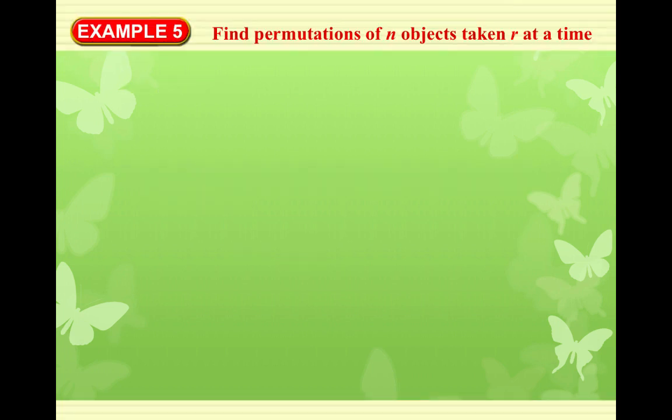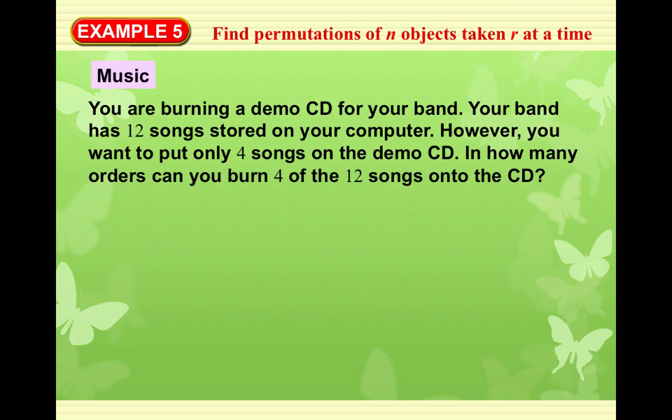All right, we're going to find permutations of n objects taken r at a time, and our situation here is you are burning a demo CD for your band. Your band has 12 songs stored on your computer. However, you want to put only 4 songs on the demo CD. And how many orders can you burn 4 of the 12 songs onto the CD?